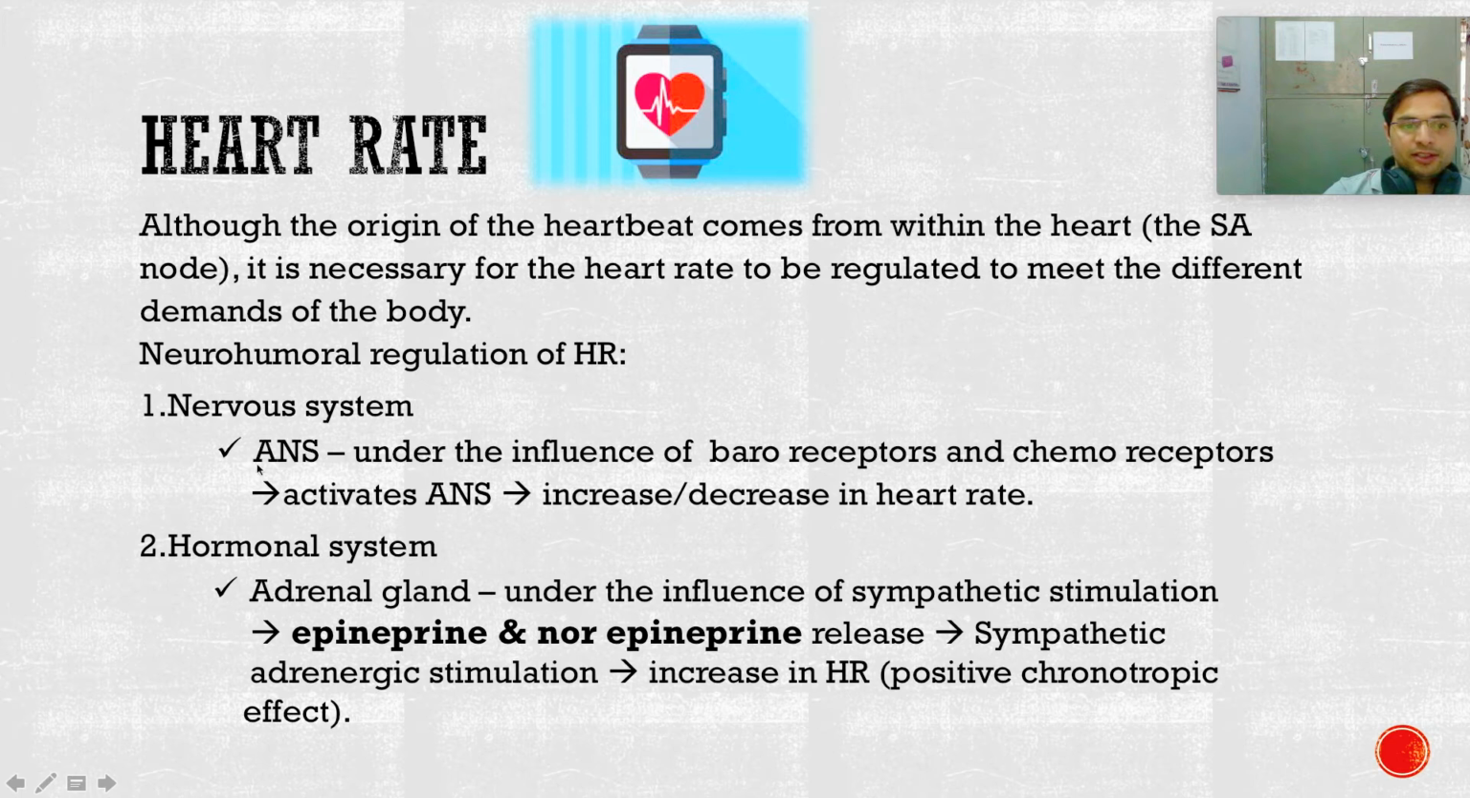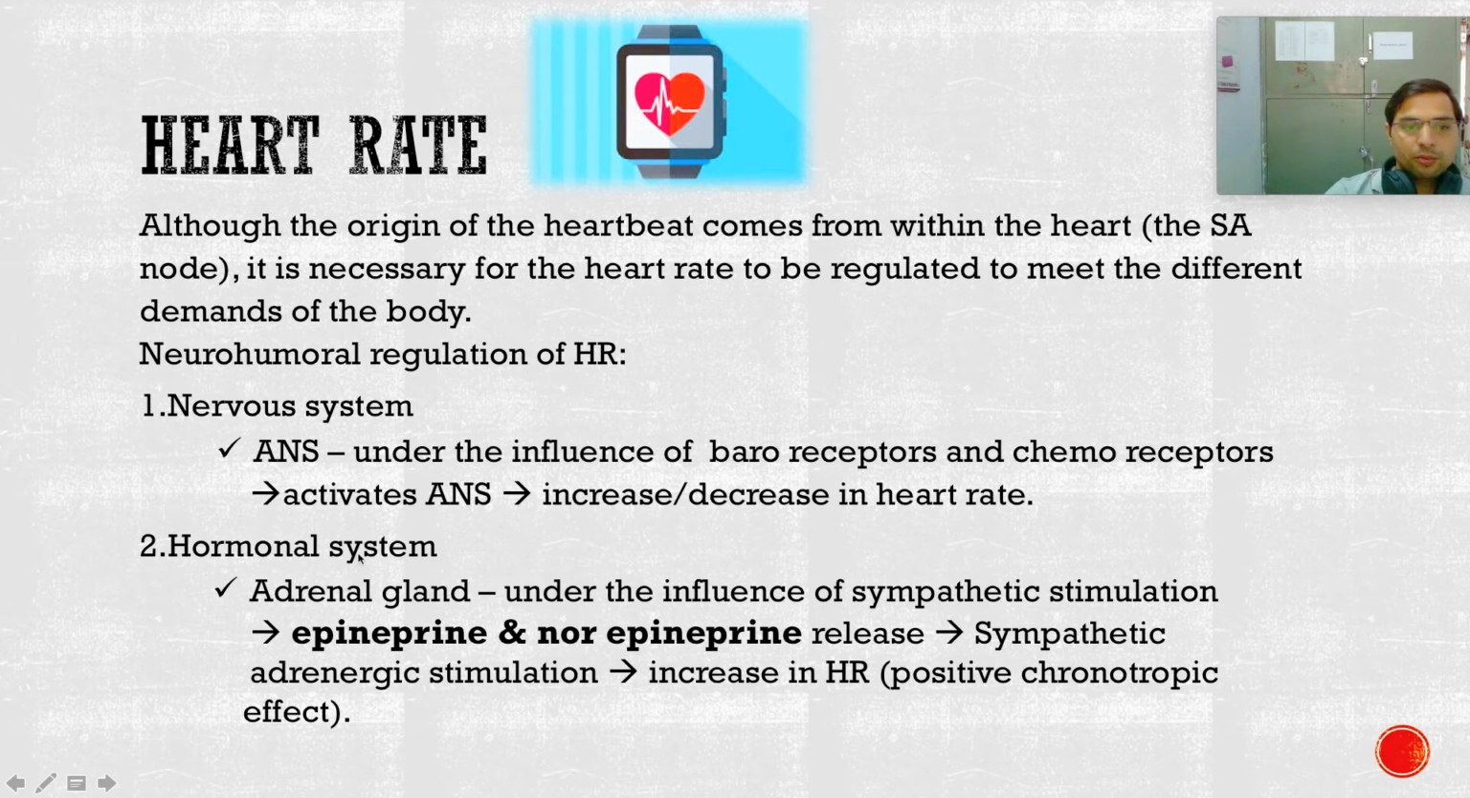Number one, by the autonomic nervous system. Whenever the baroreceptors perceive changes in pressure and volume in the arch of the aorta and the carotid artery, they sense that and send the signal to the ANS. The ANS carries the signal through the sympathetic and parasympathetic nervous system, and accordingly it increases or decreases the heart rate. The parasympathetic nervous system decreases the heart rate and the sympathetic nervous system increases the heart rate.